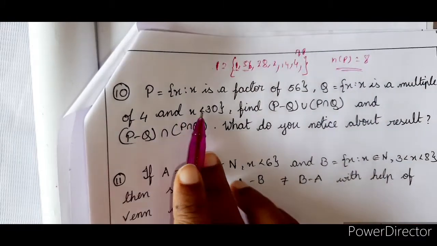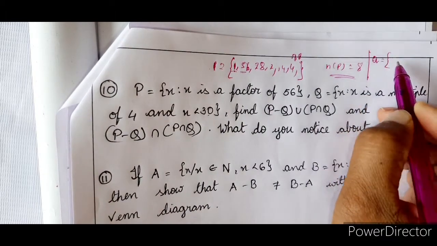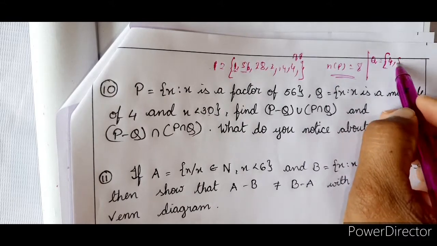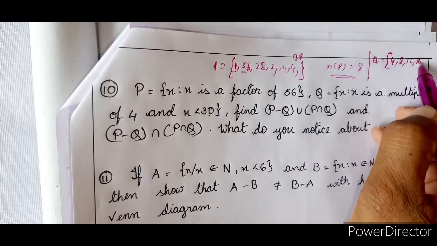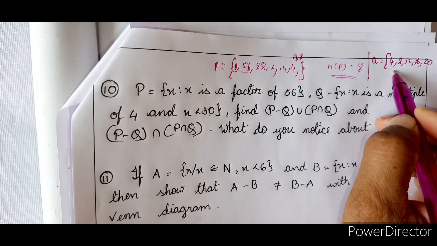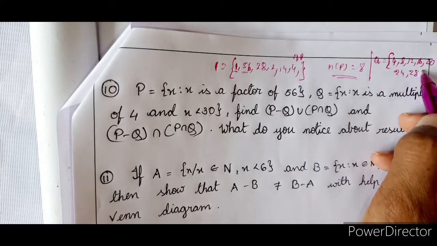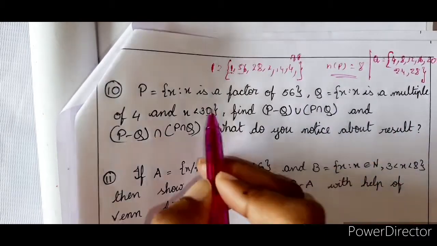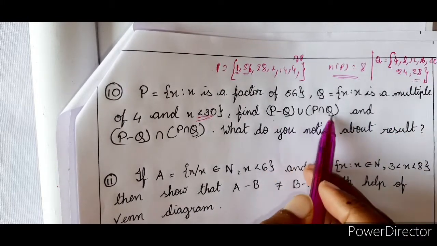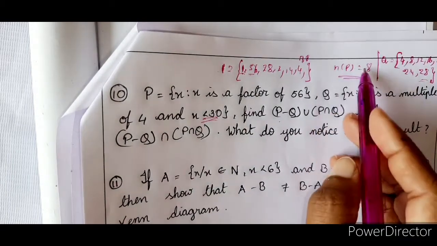X is a multiple of 4 and less than 30. I'll write for Q. Multiples of 4. 4 is a multiple of itself. 4 1s are 4, 4 2s are 8, 4 3s are 12, 4 4s are 16, 4 5s are 20, 4 6s are 24, 4 7s are 28. That's all. Why that's all? Because X is less than 30. So these are the elements. Now you can find P minus Q union P intersection Q. What is P minus Q?